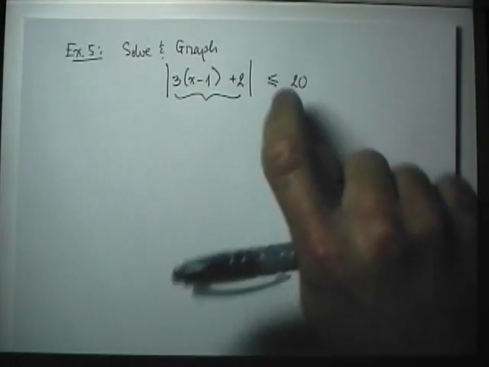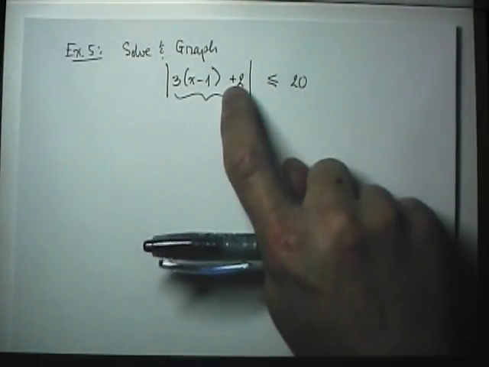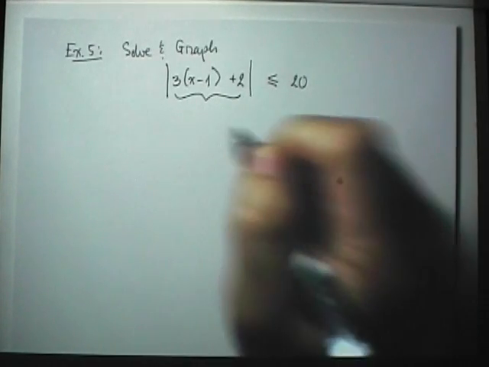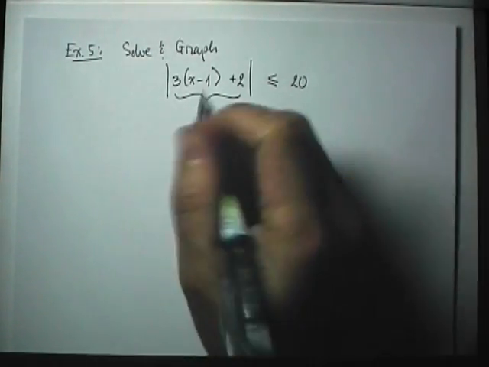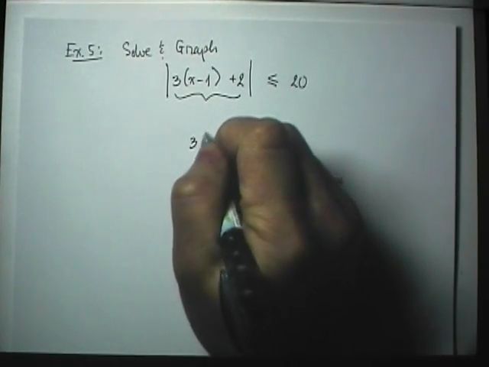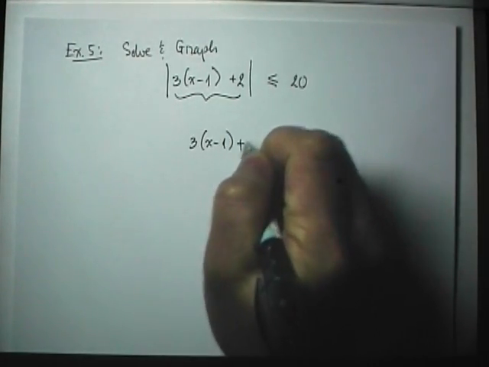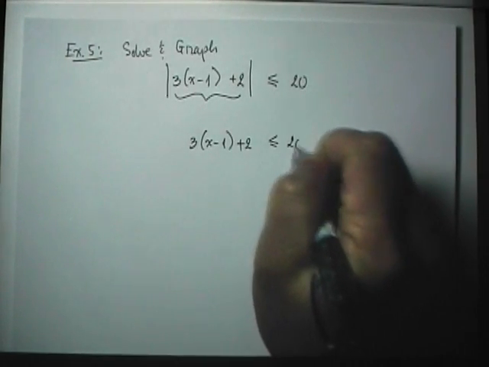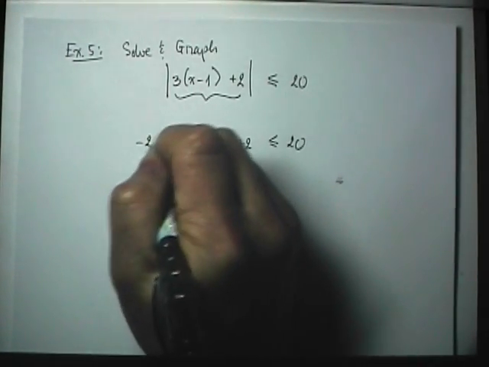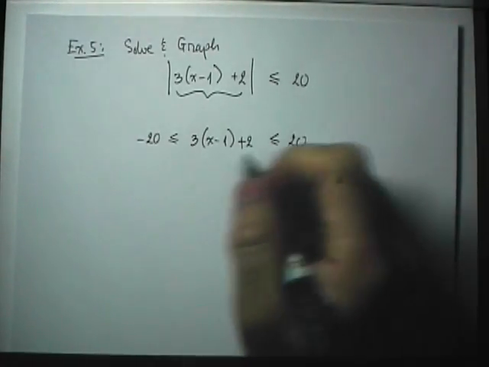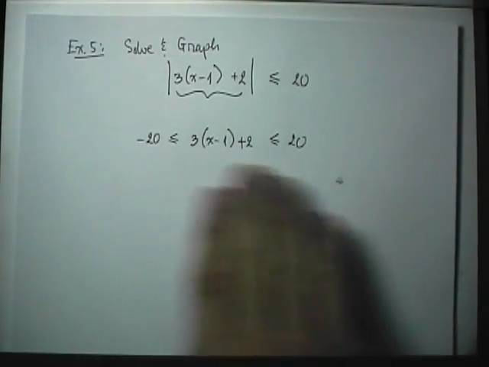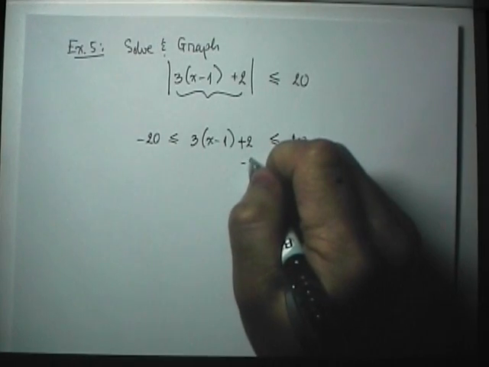And the inequality is pointing to the left-hand side, so I can see that we're in ordinary form number 1. So I can simply write 3 times x minus 1 plus 2 less than or equal to 20, and greater than or equal to negative 20. Once again, the discussion in class explains why we are doing all this. And now, for this final compound inequality, just simply subtract 2 from both sides.